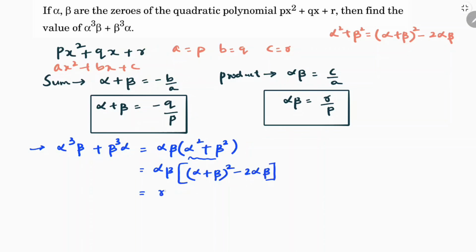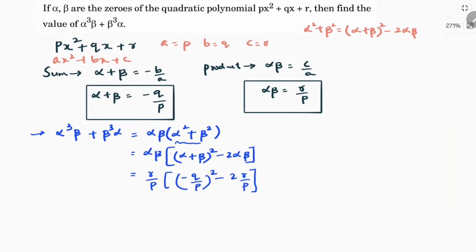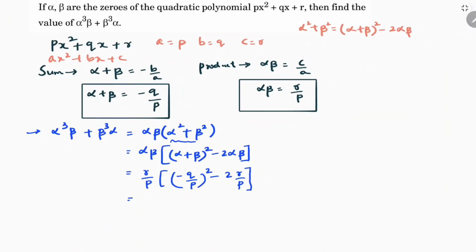So alpha into beta is r by p. Alpha plus beta is minus q by p, whole square, minus 2 into r by p. Now if I simplify this further, you'll get r by p into q square by p square minus 2r by p.